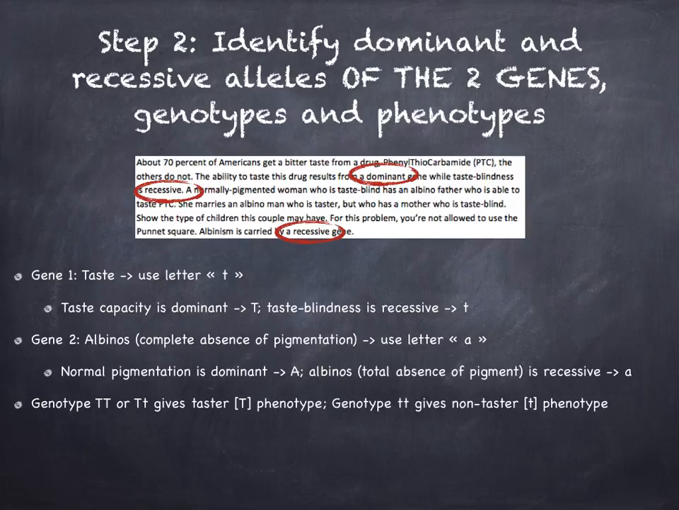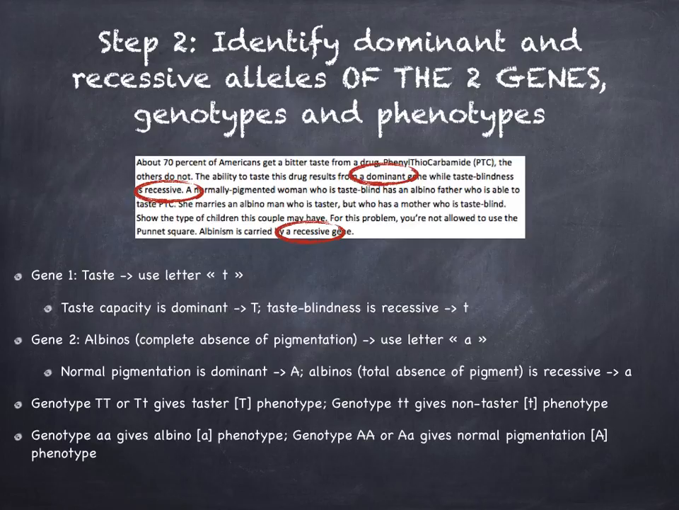So when the genotype of a certain individual is big T big T or big T small t, it gives you a taster phenotype, so a phenotype that can be called big T. And a small t small t genotype will in contrast give you a non-taster phenotype, so a person who is unable to taste the drug. If you look at the pigmentation of the skin, the genotype small a small a gives you an albino phenotype, or small a, and the genotype big A big A or big A small a will give you a normal pigmentation identified by a big A.